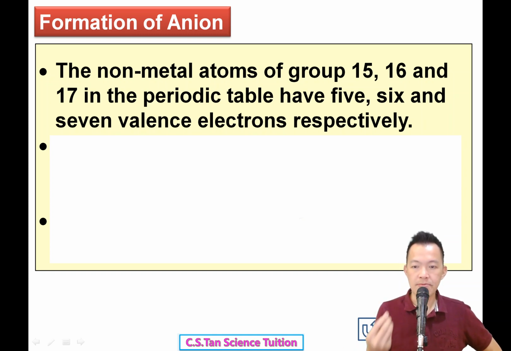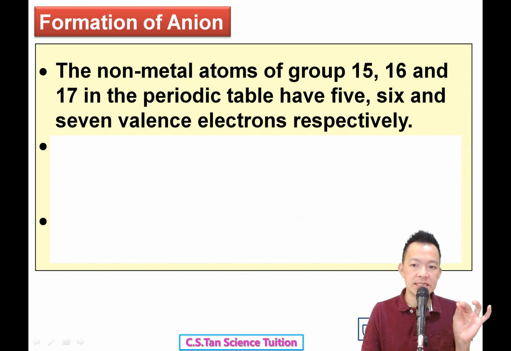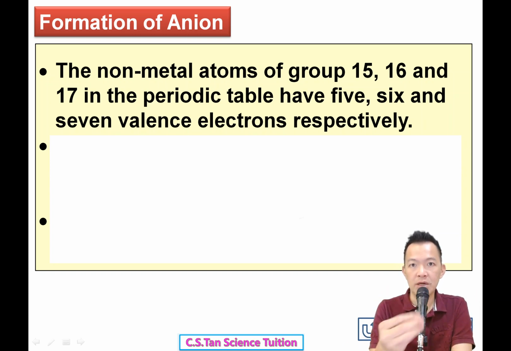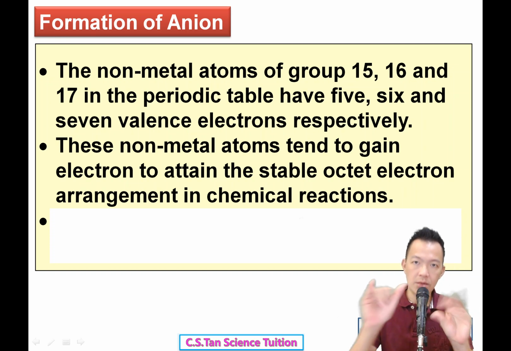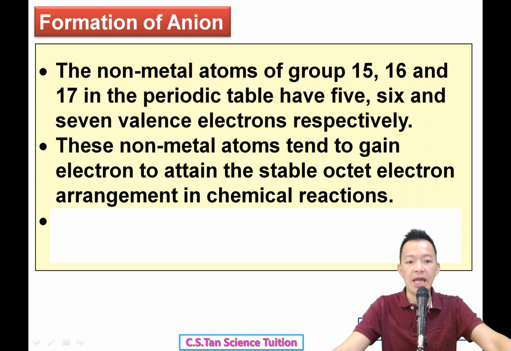Group 15 has 5, Group 16 has 6, Group 17 has 7 valence electrons, right? Okay, and because of the 5, 6, and 7 valence electrons, they do not have an octet. So they are not stable. These non-metal atoms tend to gain electrons to attain the stable octet electron arrangement in chemical reactions.